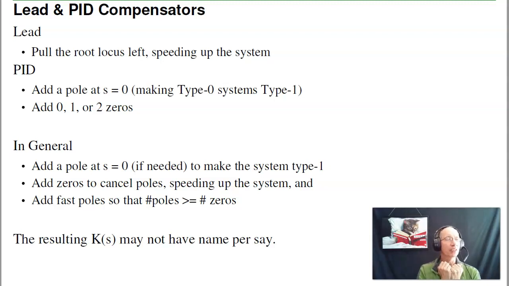What that does is the I turns a type 0 system into a type 1 system. The PI adds a zero, lets you speed it up. Or PID lets you add 2 zeros, speeding up even more.